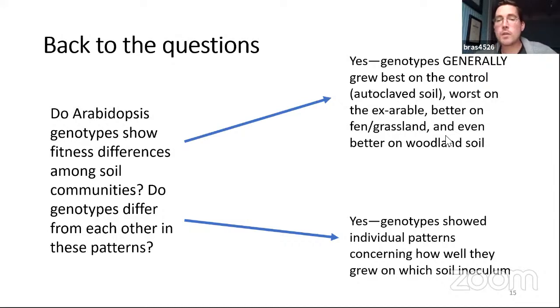So yes, there were the main trends where they grew best on the control, which was the cooked soil, the autoclaved, and then improving from X-arable up to grassland. But then that bottom point, yes, the genotypes showed individual patterns concerning how well they grew on which soil inoculum. So it wasn't the case that all the genotypes responded the same on all the soils. That wasn't the case at all. We can see now that these genotypes have a response among the soils that is at least partially unique to that genotype. And so where does this lead me?